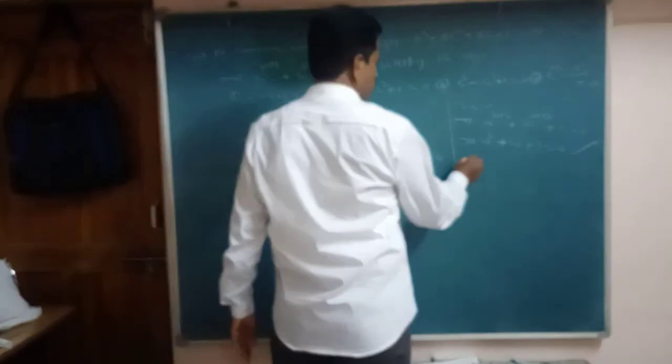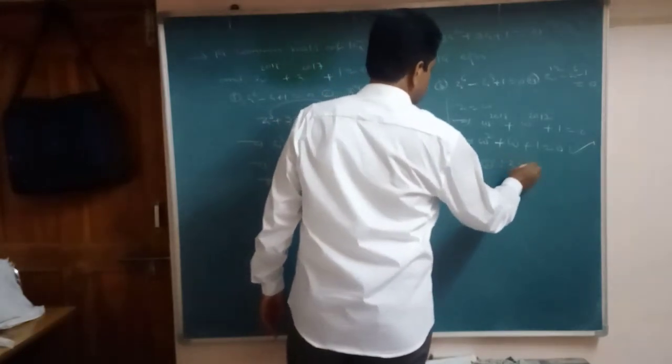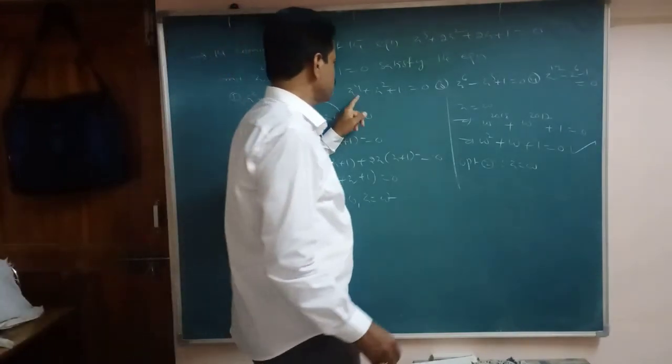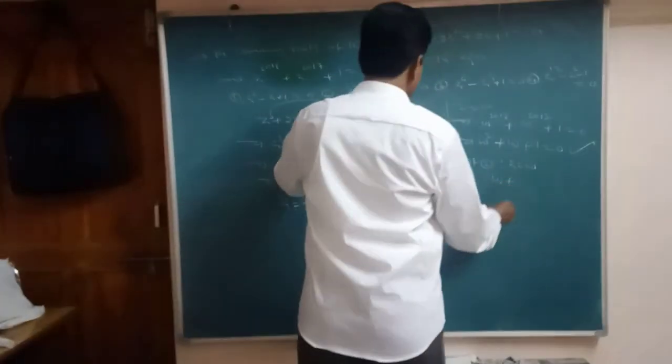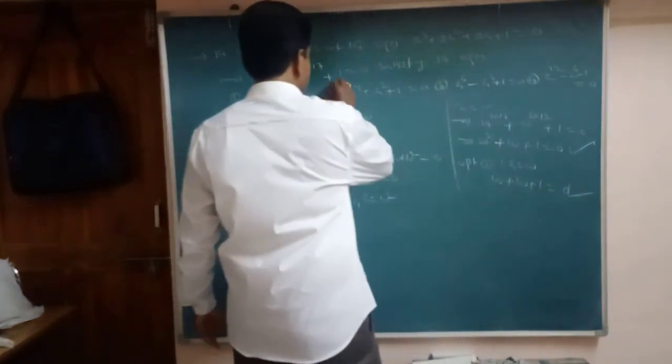Option 2, z equal to omega substitute here. It is omega power 4. Omega power 4 is what here? Omega. And omega square, and plus 1. It is satisfying. So option 2 is the answer.